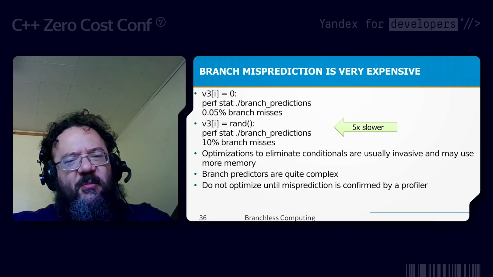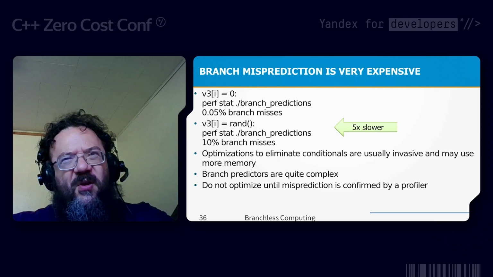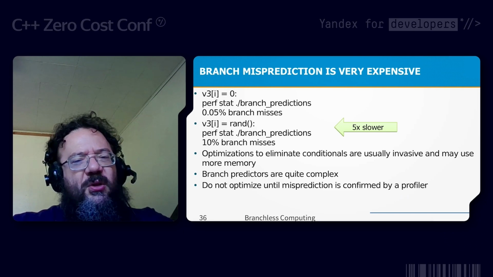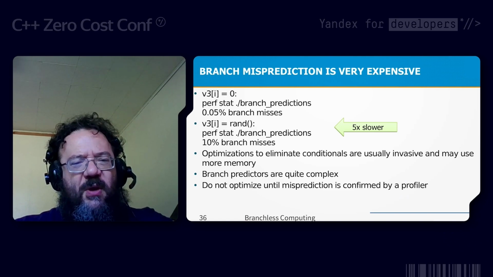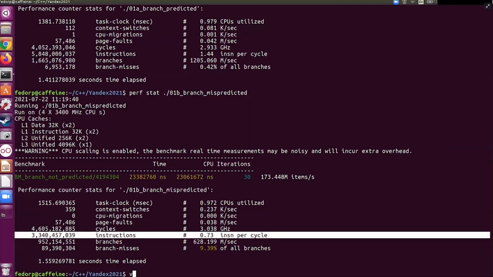So because the optimizations are so difficult and the branch predictors themselves are pretty smart, you never know what they're going to do. Don't do this optimization prematurely. Always measure by a profiler, but if the profiler tells you that you have several % of branch misprediction, now it's time to do what I'm about to show you how to do.